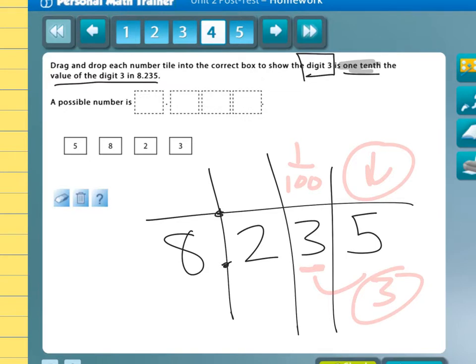So you could make a variety of numbers. As long as the 3 is in this place, you're fine. So you could make any other number here. It could be 5.823 or 8.523. It doesn't really matter as long as you have the 3 in the thousandths place.